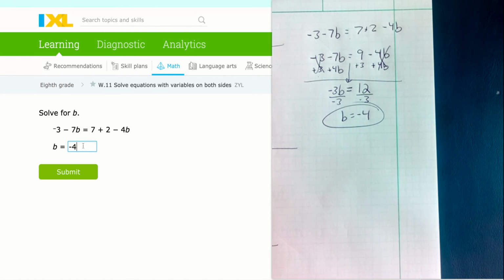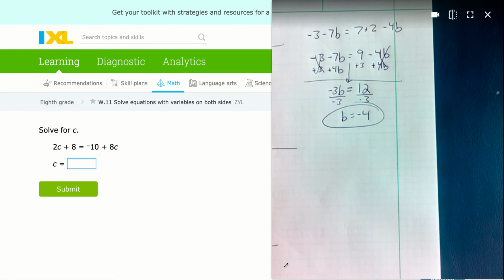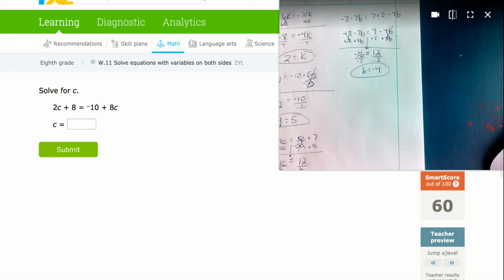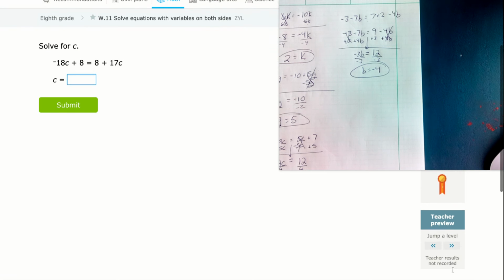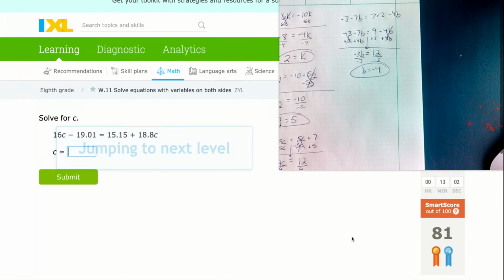Hopefully this is helping you with the process. Again, it's just a matter of moving the terms with the variable to one side and moving the terms that don't have a variable to the other. So I'm skipping through a few of these.